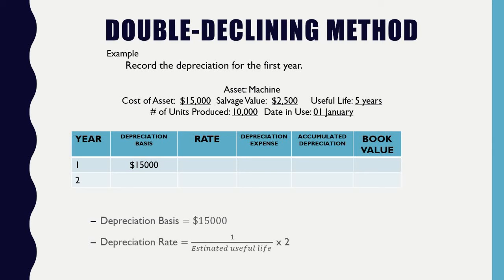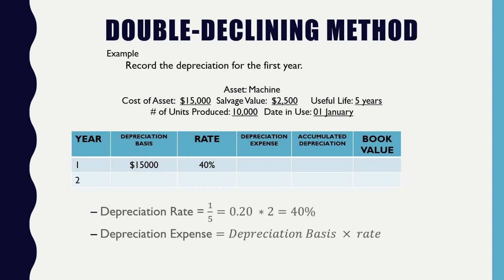The useful life is 5 years. So 1 divided by 5 gives us a fraction of time, which is 20%. Times 2, it becomes 40%. That is how we determine our rate: 1 divided by the estimated life, which in this case is 5, multiplied by 2, giving us 40%.